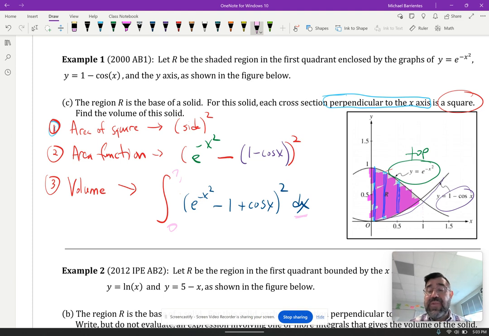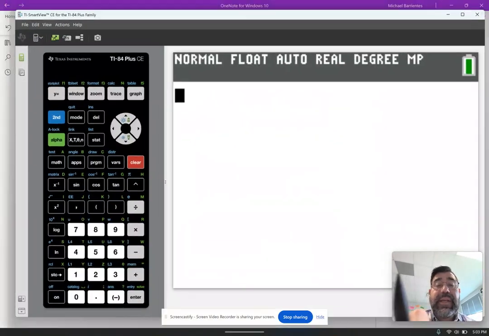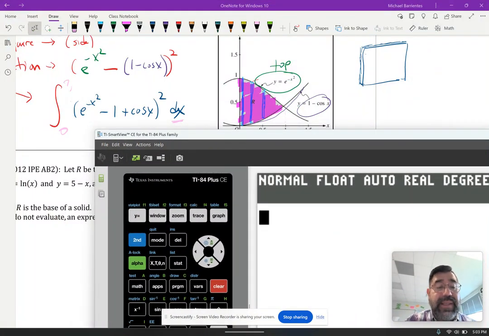I'm going to graph these two equations, and I'm going to see if they actually intersect at 1, because if they don't, I actually need the intersection point. I can't round it to say, oh, it looks like it's about 1. I have to figure it out. And so I go to my calculator.